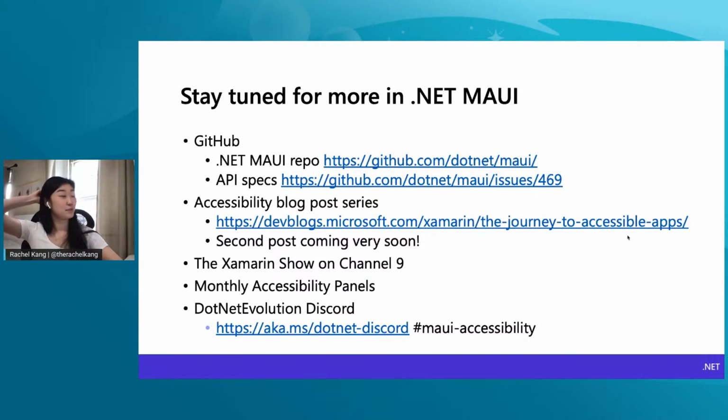You can keep in touch and check out our GitHub, check out the specs where we're brainstorming all of these new accessibility APIs, check out the .NET MAUI repository. And I keep saying .NET MAUI, I'm sorry. But for those of you who might not be familiar yet, .NET MAUI is the next evolution of Xamarin Forms, and it's going to be big, and it's going to be more accessible, and it's going to be awesome. And we also have an accessibility blog post series that I recently started, so you can go there to check out some more learnings. And there's actually a second post coming very soon, some insider info for you.